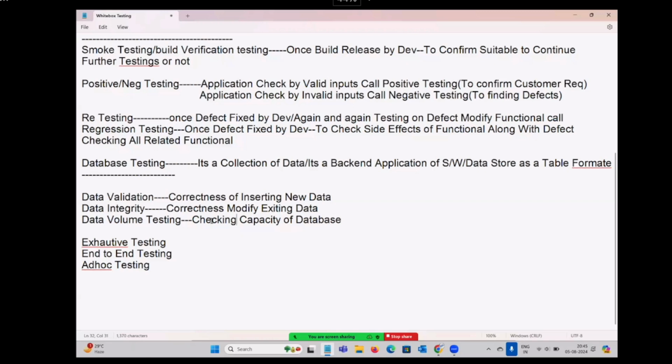Once again, insert new data: whether the data is correctly inserted or not is called data validation. Whether existing data modifications are correctly modified or not is called data integrity. Checking the capacity of the database is called data volume testing.